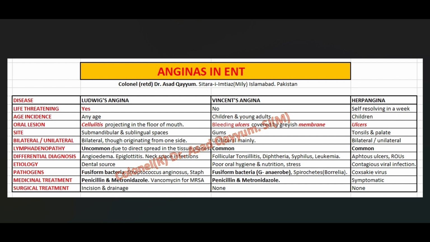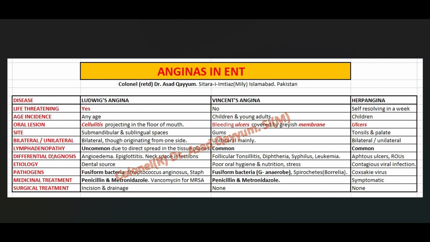Lymphadenopathy. It is uncommon in Ludwig's angina due to the direct spread of the disease in the tissue plane, while lymphadenopathy is common both in Vincent angina as well as in case of herp angina.